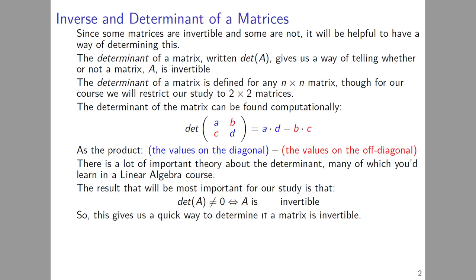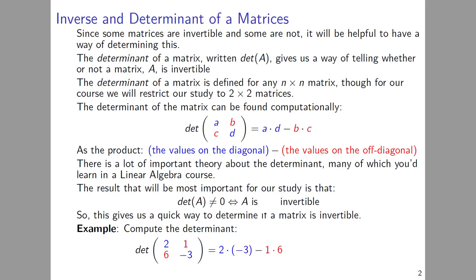Let's look at an example. Here, let's compute the determinant of the matrix 2, 1, 6, negative 3. To find this, we will take the product of the diagonal, 2 times negative 3, and subtract the product of the off diagonal, 1 times 6, giving 2 times negative 3, which is negative 6, minus 1 times 6, which is 6, and negative 6 minus 6 is negative 12.